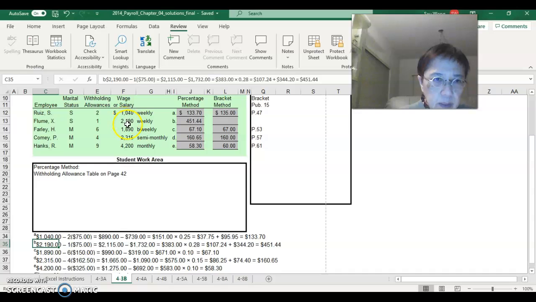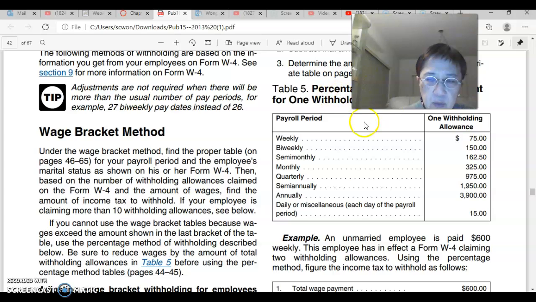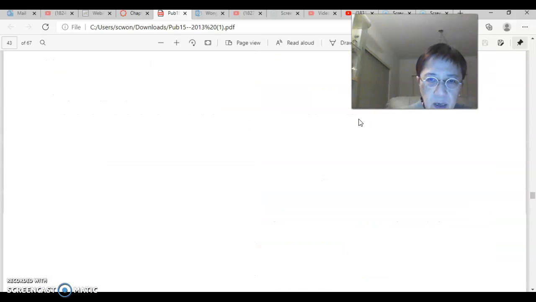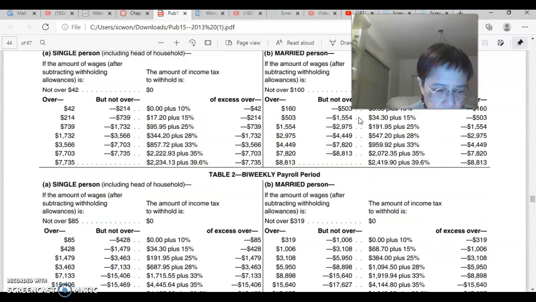His payment was $2,190 and withholding is 1. So if we take 2,190 minus the one withholding, $75, equal to $2,115, minus 1,732. How did we get that? We got it from Publication 15. So this is the withholding amount, percentage method, Publication 15, on page. This is the withholding amount.